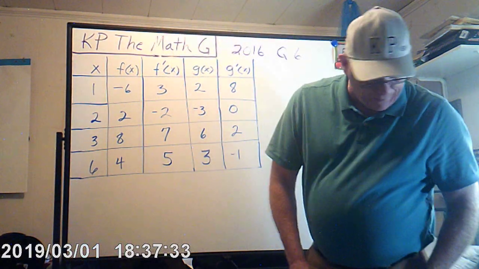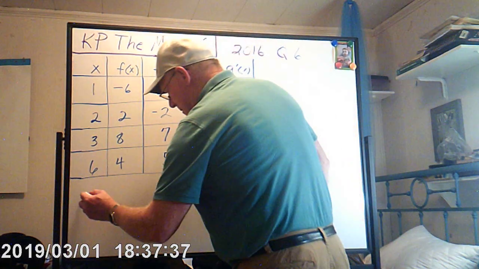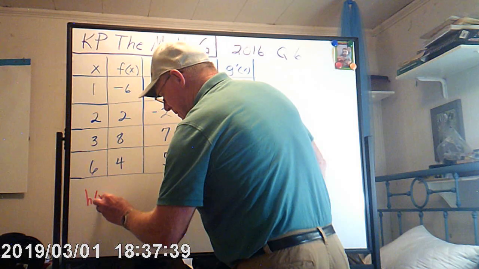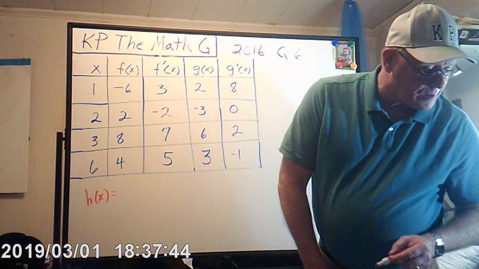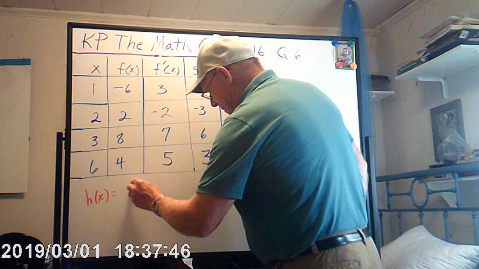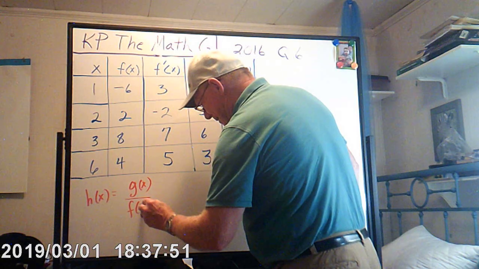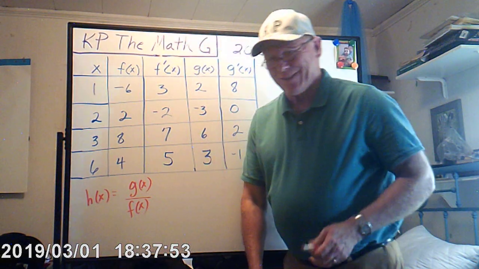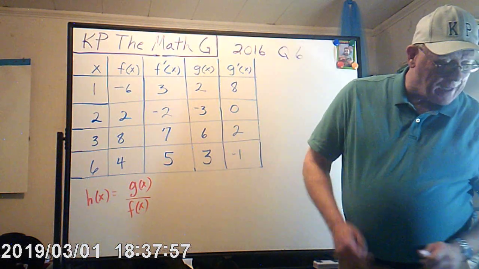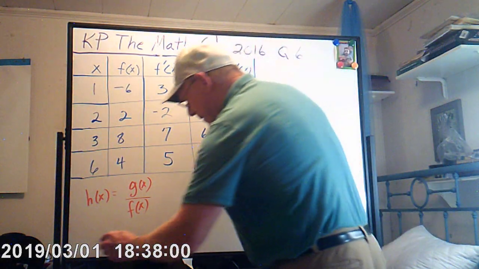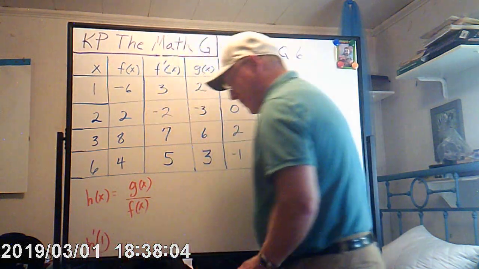Alright, let's look at B part. Alright, well, h at x is equal to g at x over f at x. Now you got to remember to put the g in the numerator and the f in the denominator, otherwise you're going to get it upside down. Find h prime at 1, right? We're looking for h prime at 1.